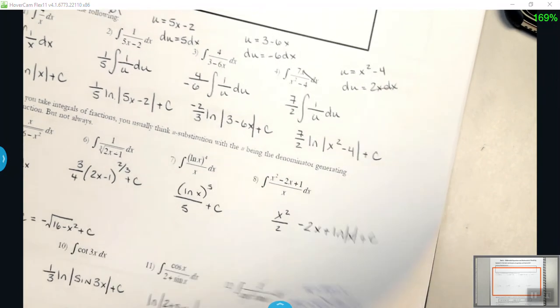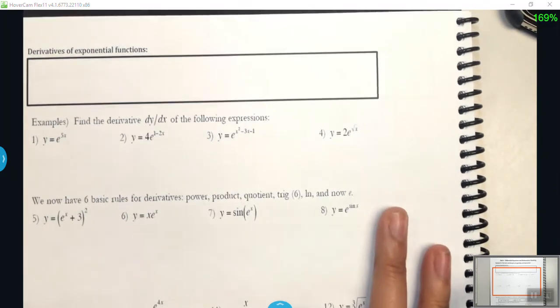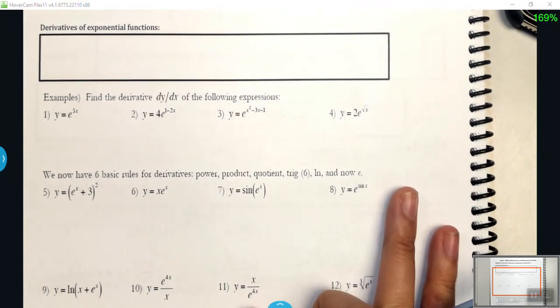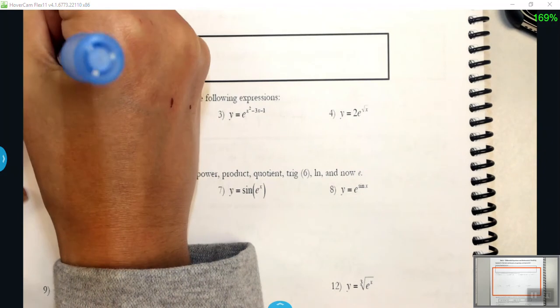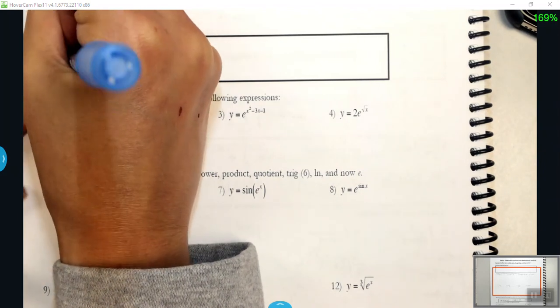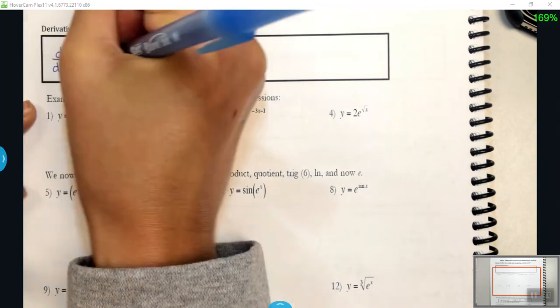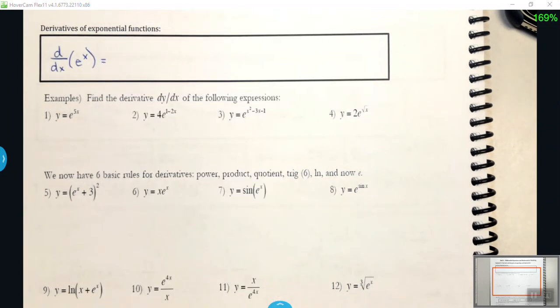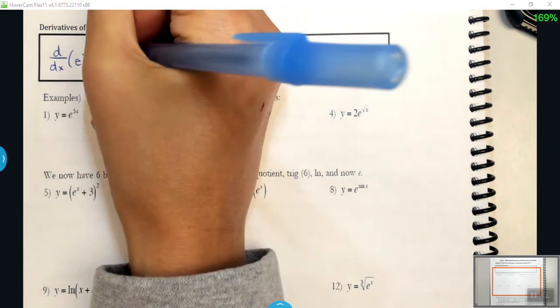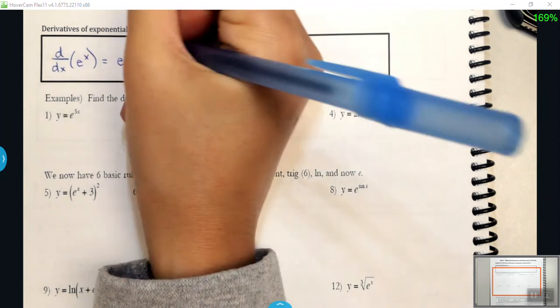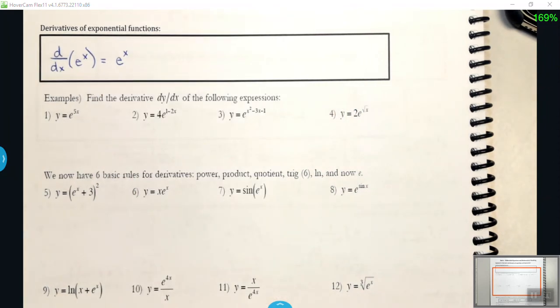All right. So now we're moving on to exponentials. So derivatives of exponential functions. So the derivative of e to the x is not exciting. All of this is the next standard. It's e to the x.